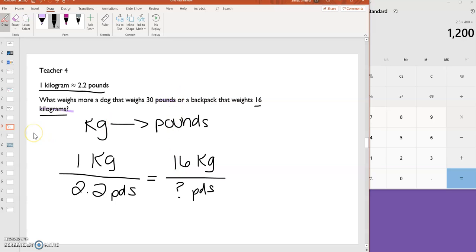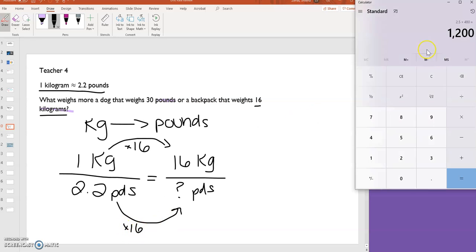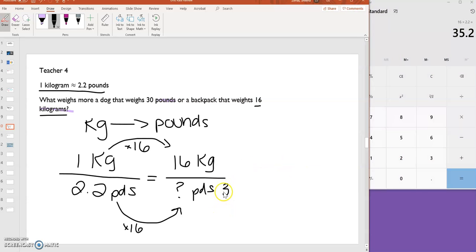Choosing to convert the backpack weight of kilograms is going to be the easiest choice because I'm going to go from 1 to 16. So I already can tell you 1 times 16 will get a total of 16 kilograms. So I repeat that step and multiply here as well. 16 times 2.2. And so 16 kilograms is equal to 35.2 pounds.